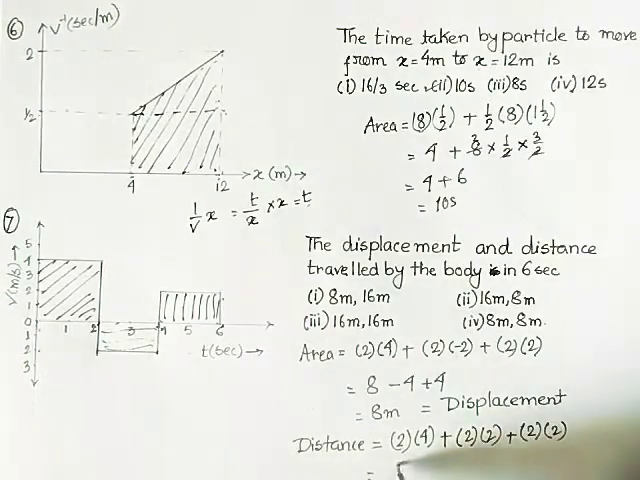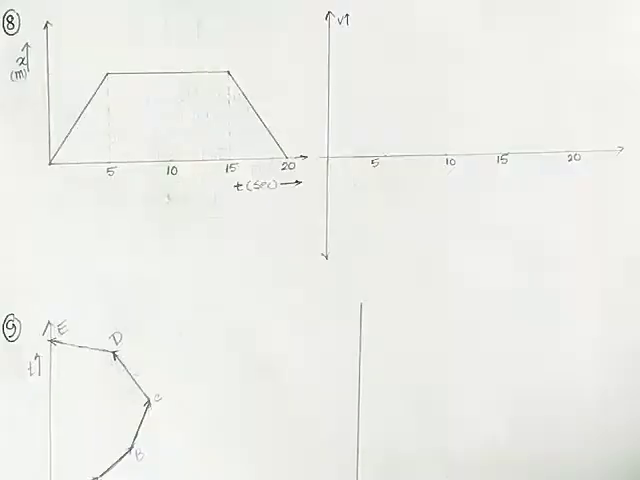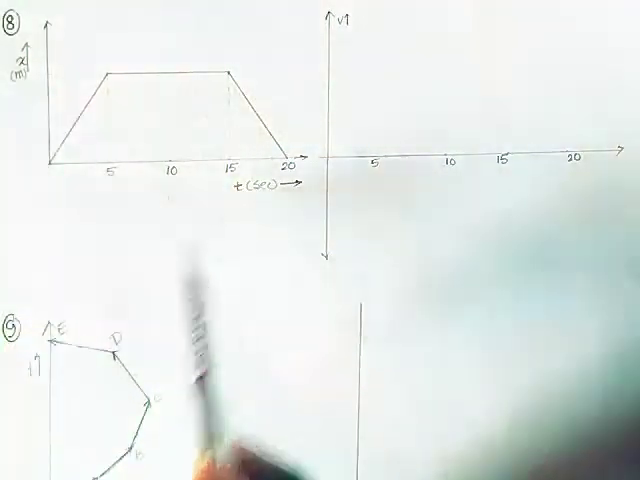So it will be 8 plus 4 plus 4, so it will be 16 meter. So displacement is 8 meter and the distance is 16 meter, so option 1 is the answer. Now this is the next question. In this next question it is an x versus t curve.